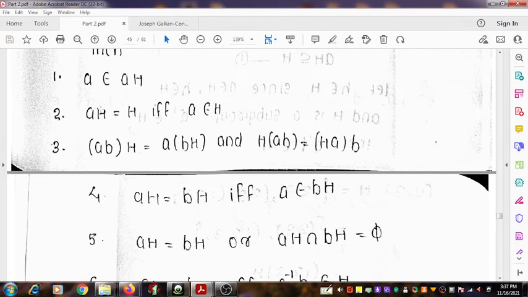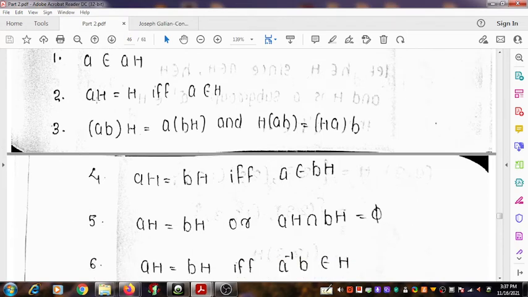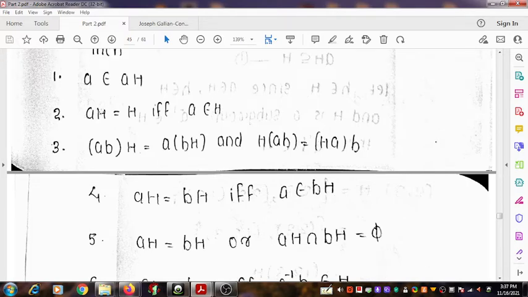The next property says that aH equals H if and only if a is an element of H. That is, the left coset aH equals the chosen subgroup if and only if a is an element of H.